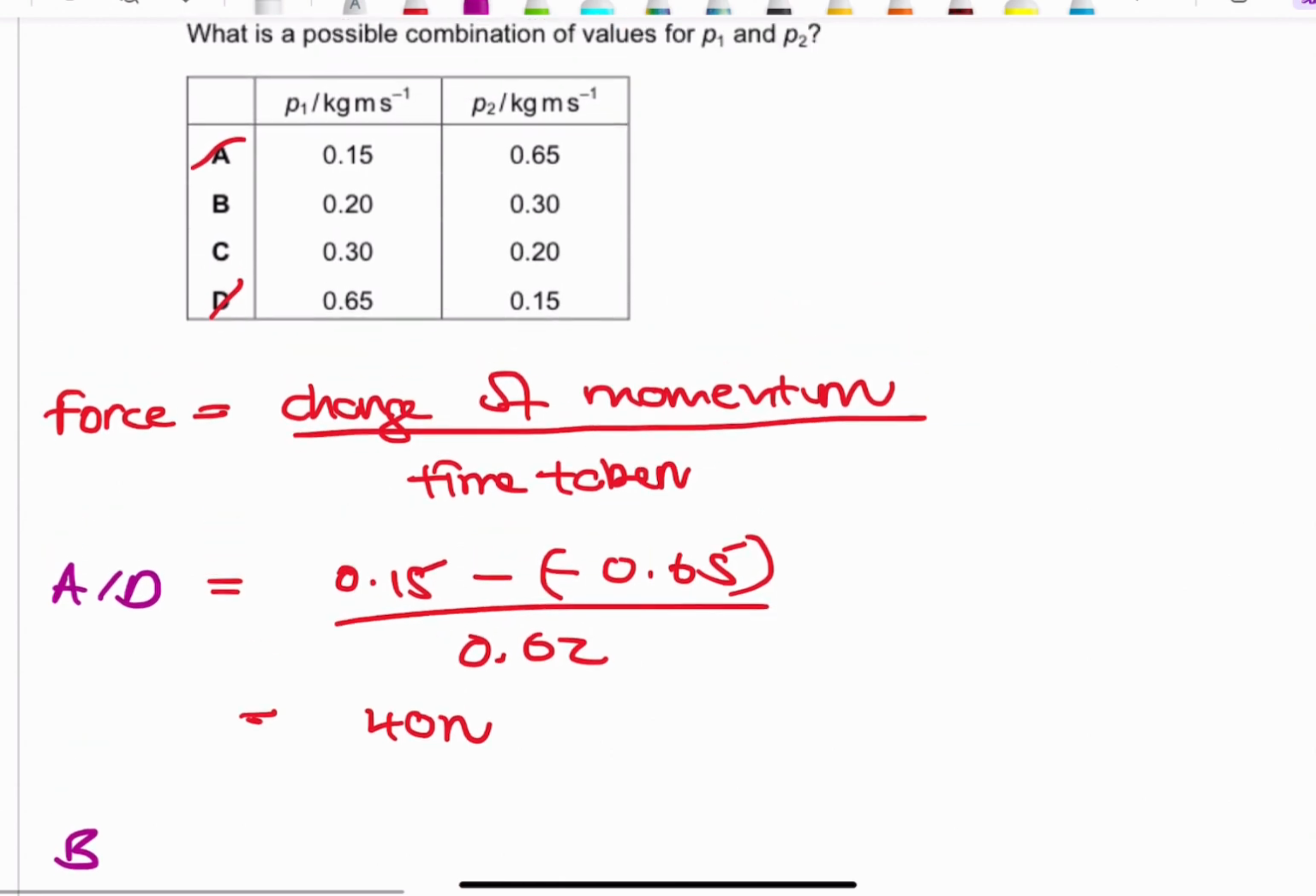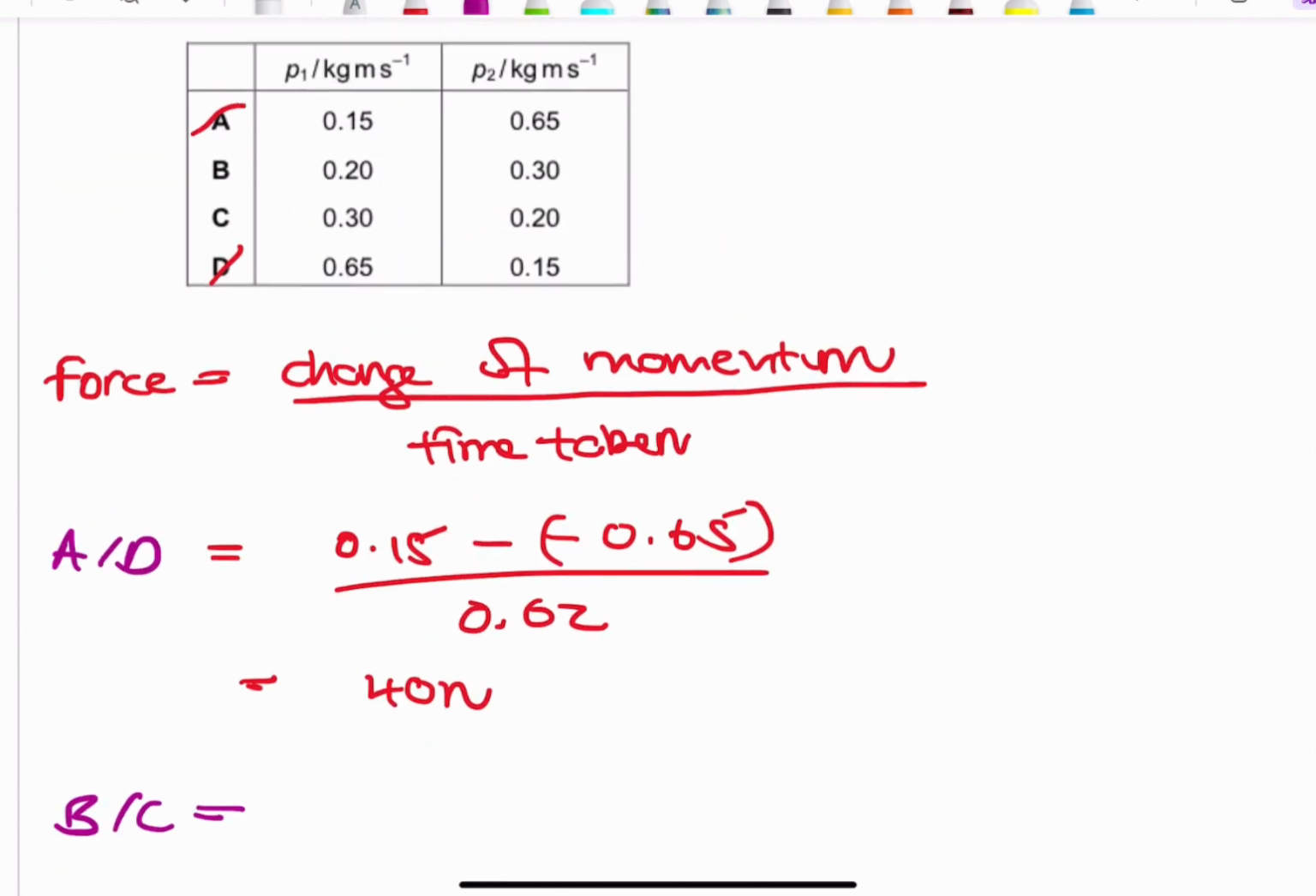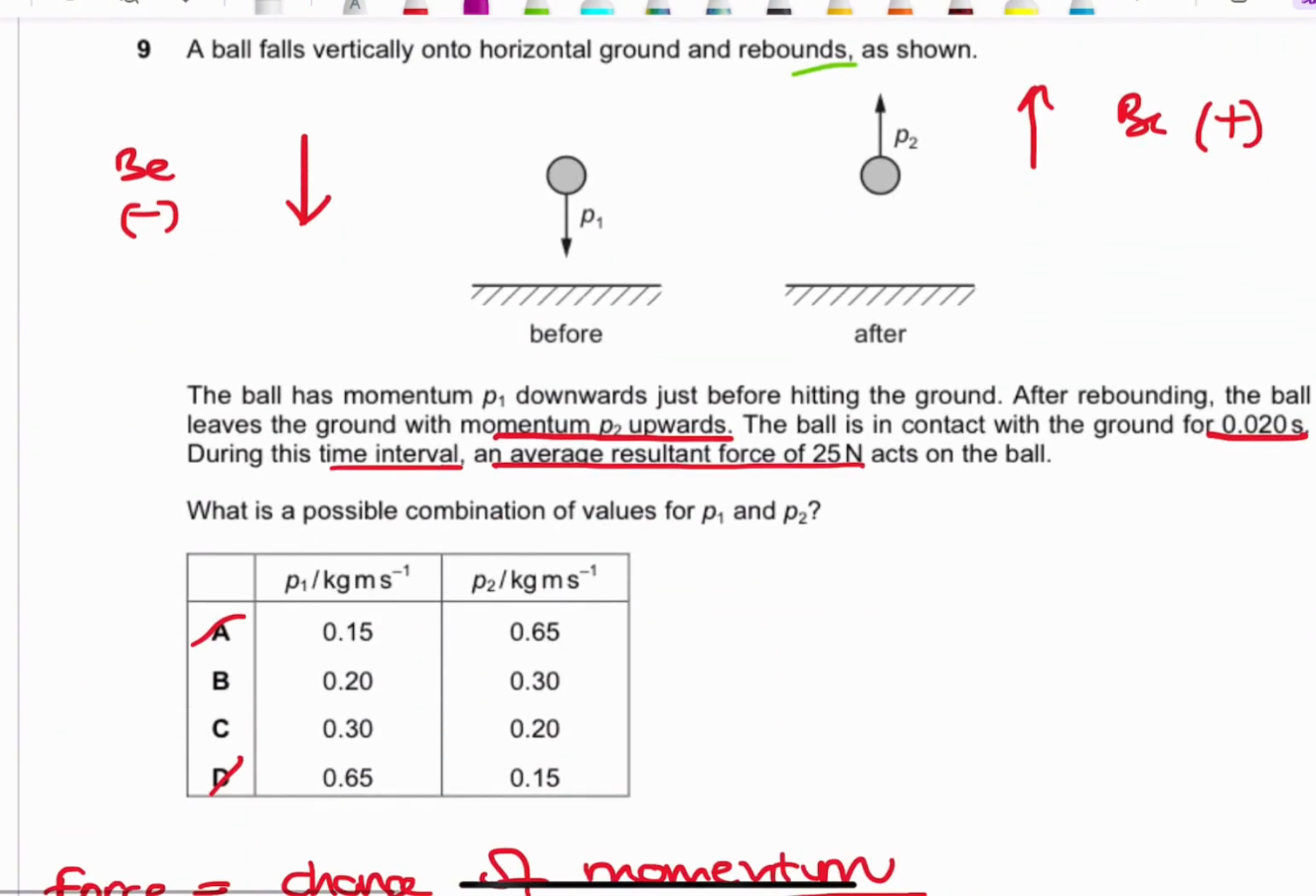For B and C, it's 0.30 and 0.20. So it really doesn't make sense because the ball is rebounding, right? The floor is not going to do some miracle and increase the velocity of the ball, because remember, momentum is basically mass multiplied by velocity, and this ground is not going to just mysteriously push this ball upwards with a greater force. The ground is not going to do that. So it wouldn't make sense to say that the second momentum is greater than the first momentum.